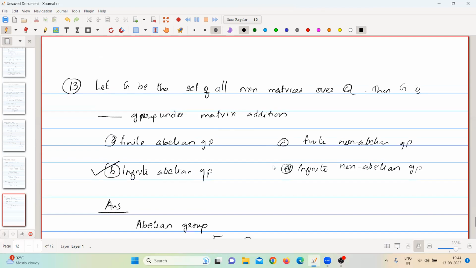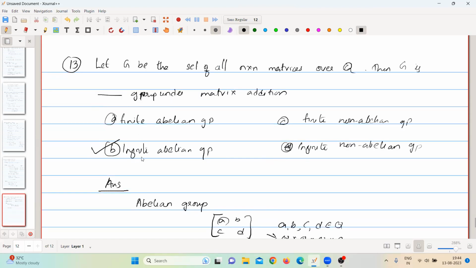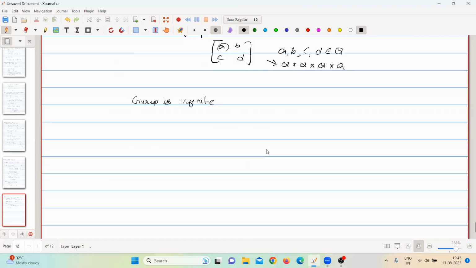Is this okay for everyone? Any doubt here, why it is infinite or why it is abelian? If you have doubt, please ask. Okay, then let's go to the next problem. One more question.